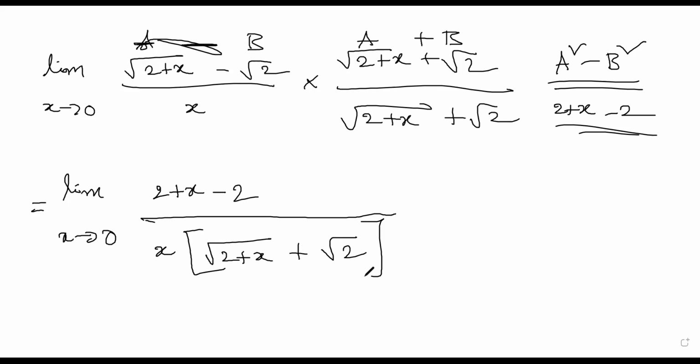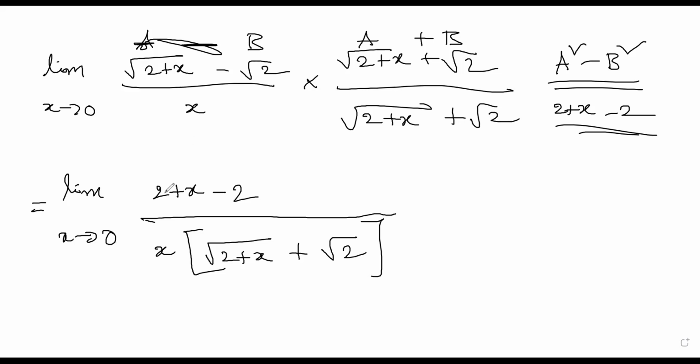Now next we can remove the bracket. So 2 plus x minus 2 divided by... we should not add, we should take out the bracket, the bracket in the down half.